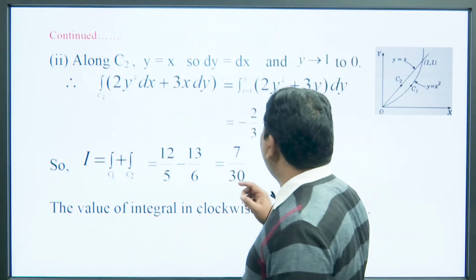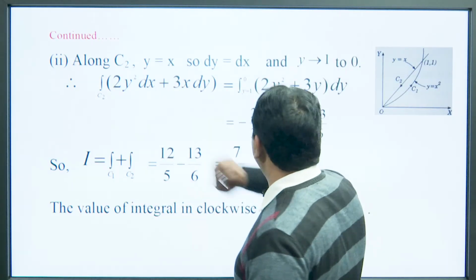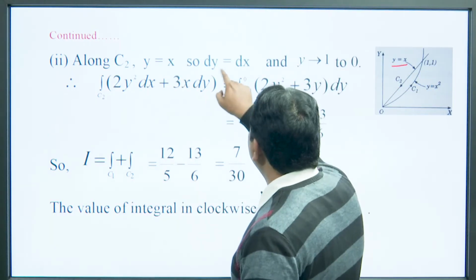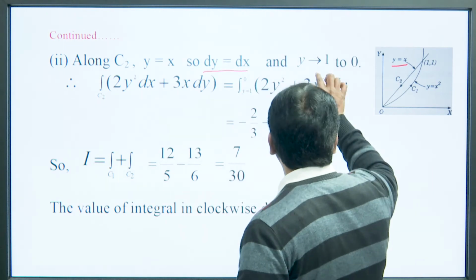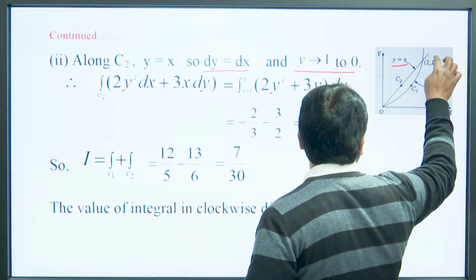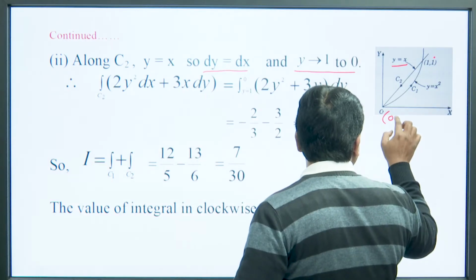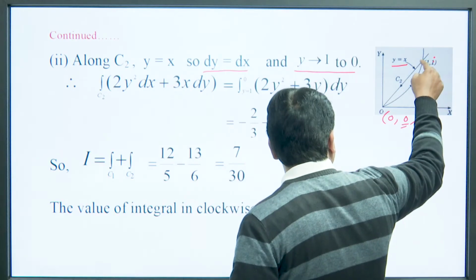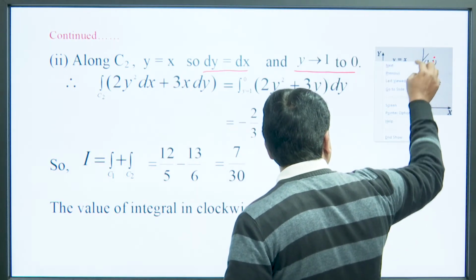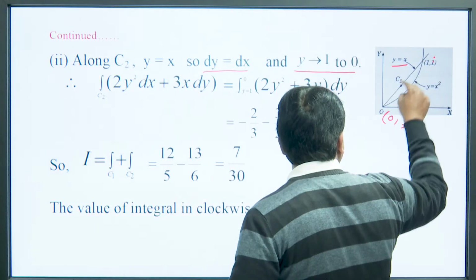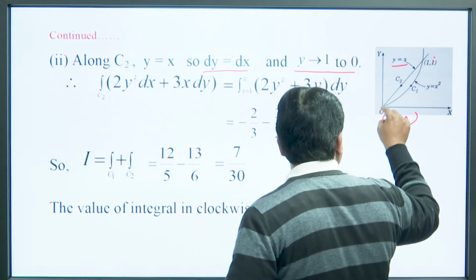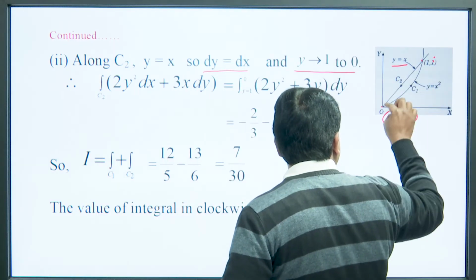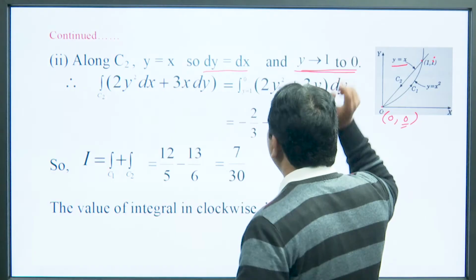Now, let us evaluate along the curve C2. Along C2, the line is y is equal to x. So dy is equal to dx, and the value of y is 1 at this point and this is (0, 0). The direction is very important: we are moving from this point to this point, from here to here. So y varies from 1 to 0.